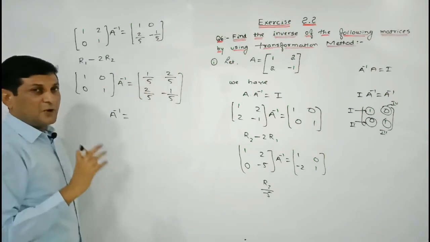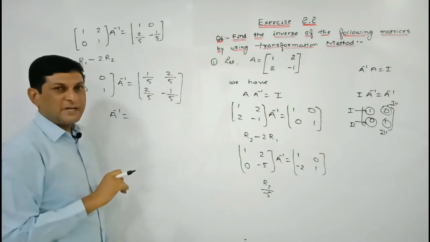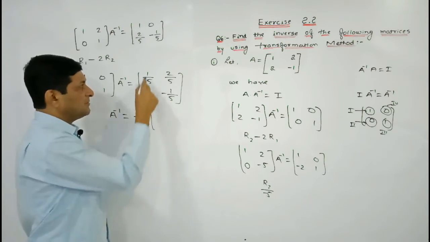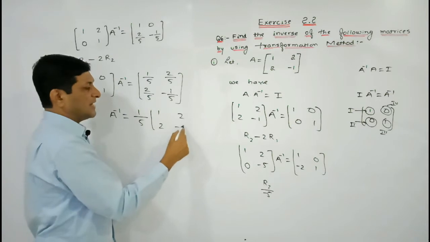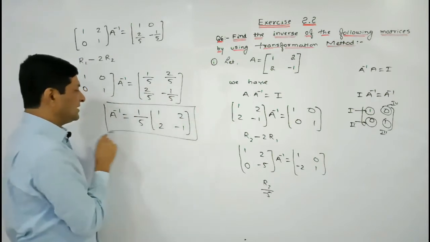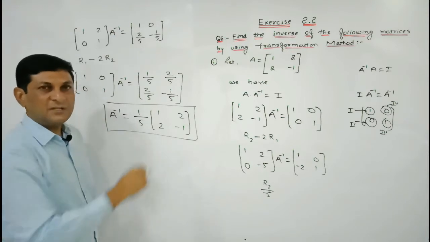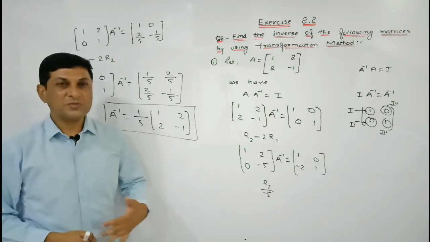On this side, if you observe all the elements very carefully, the denominator of all the elements is the same. So if you take 1 by 5 common here, the remaining numbers are 1, 2, 2, minus 1. And whatever new matrix we have got on this side will be the value of the required inverse of the given matrix. So this is the method to find the inverse of a matrix using which method?